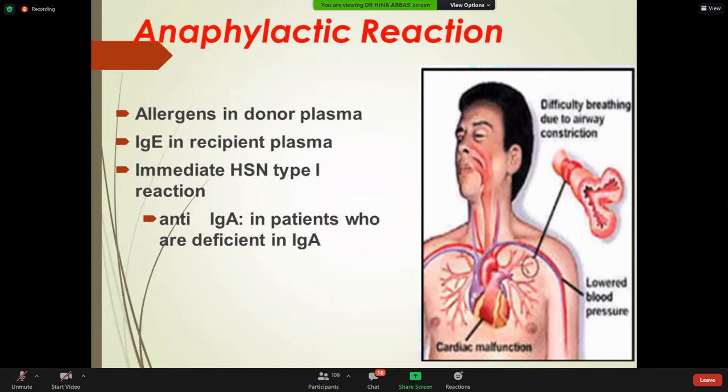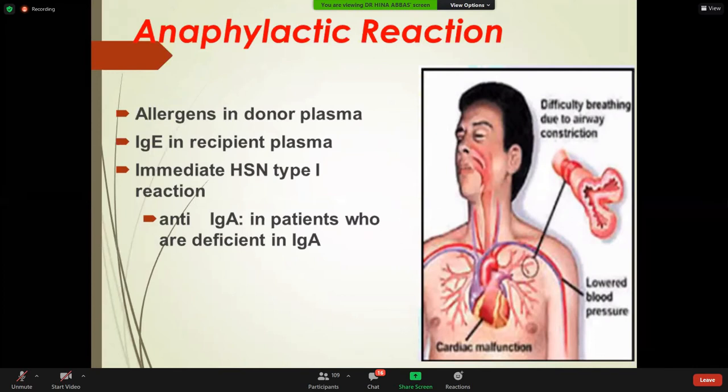Okay? So sometimes it is due to IgE. Normally it is due to IgE, and we know that hypersensitivity is something where the allergen in the donor plasma is not an allergen to everyone, but it is an allergen to that particular patient who is having this hypersensitivity type 1 reaction with those allergens. But in some reactions, IgA is involved.